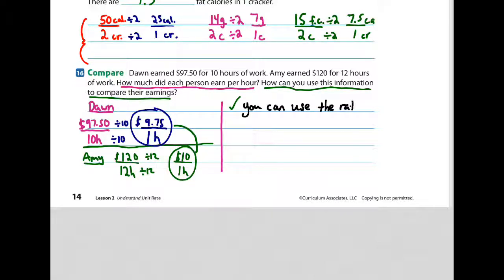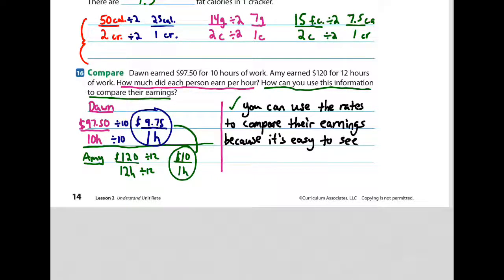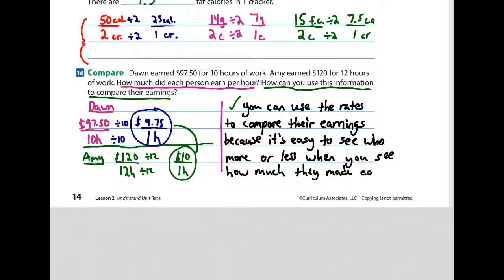the rates to compare their earnings because it's easier, or it's easy to see who made more or less when you see how much they made each hour. Okay, now I'm going to explain what I wrote.